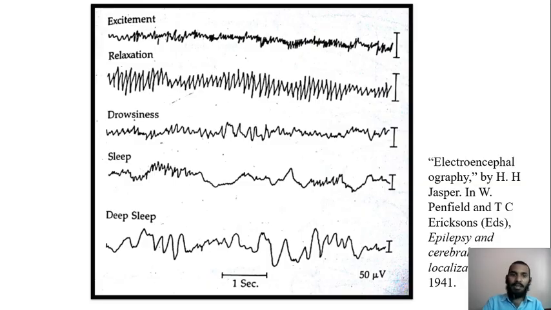Okay, please bring your attention to this picture. When you are aroused or in a state of excitement, see, the amplitude of the brain wave is very low, but its frequency is much higher. That means, see, waves per second. How many waves are there per second? But its amplitude is very low.